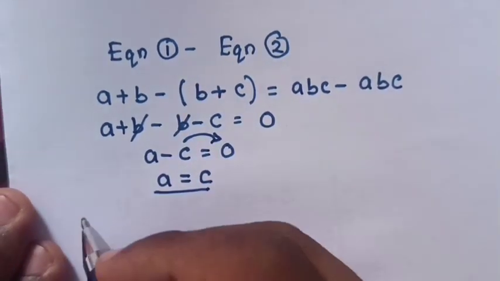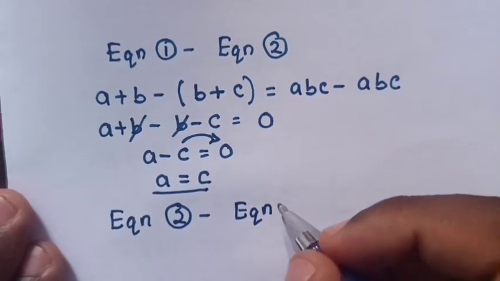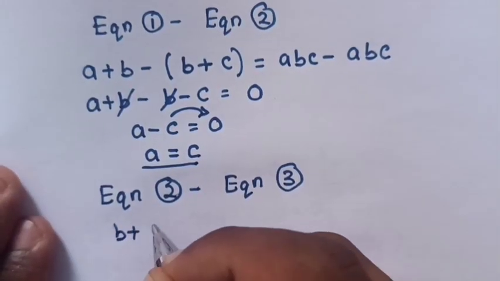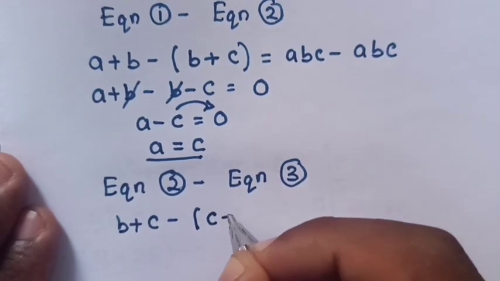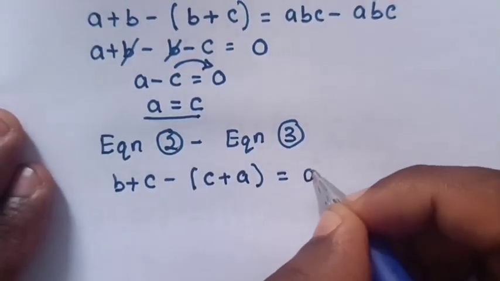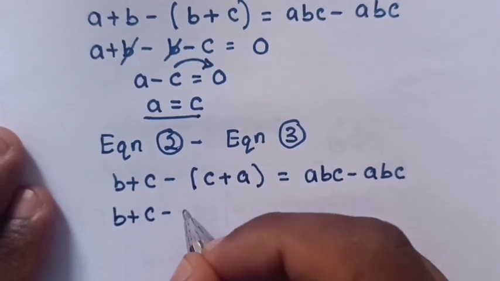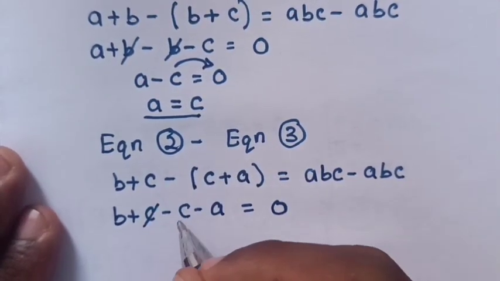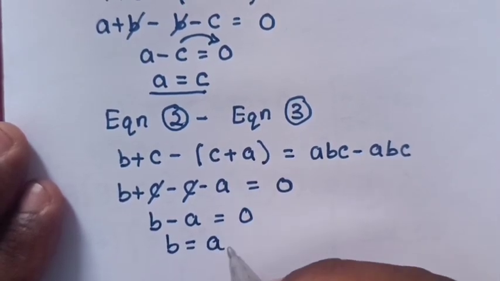Now next step, we take equation 2 minus equation 3, whereas equation 2 is b plus c minus equation 3 which is c plus a, is equals to abc minus abc on the right side. So b plus c minus c minus a is equals to 0. So here c and c will cancel, 0. So b minus a is equals to 0. Therefore b is equals to a.